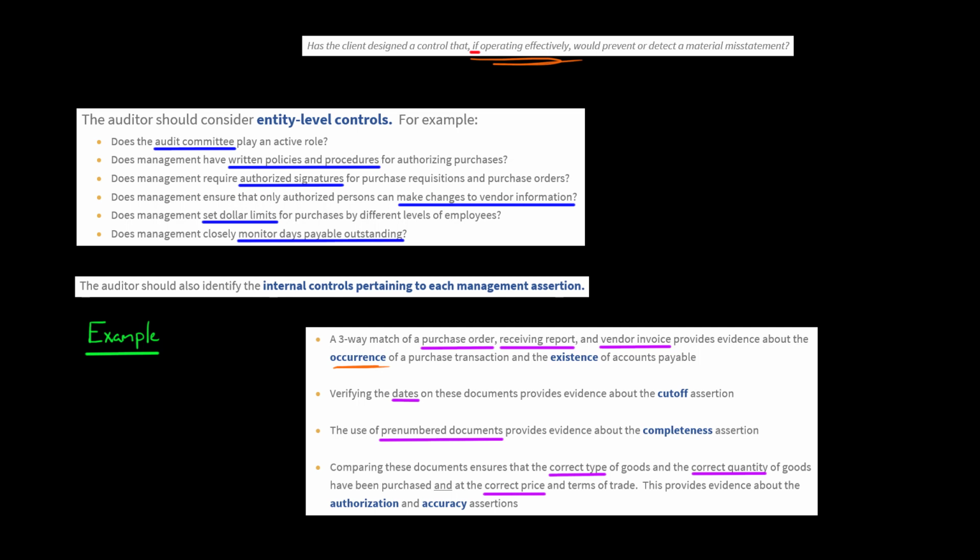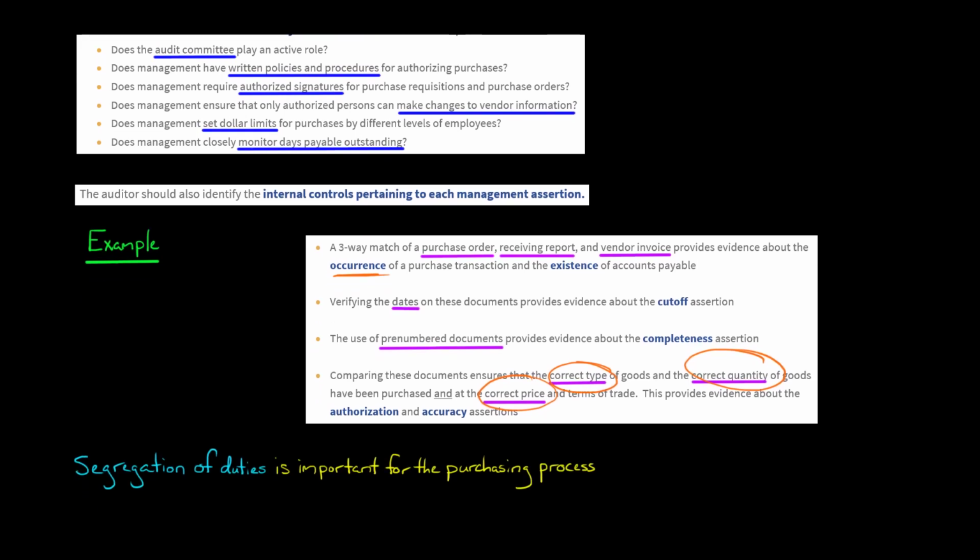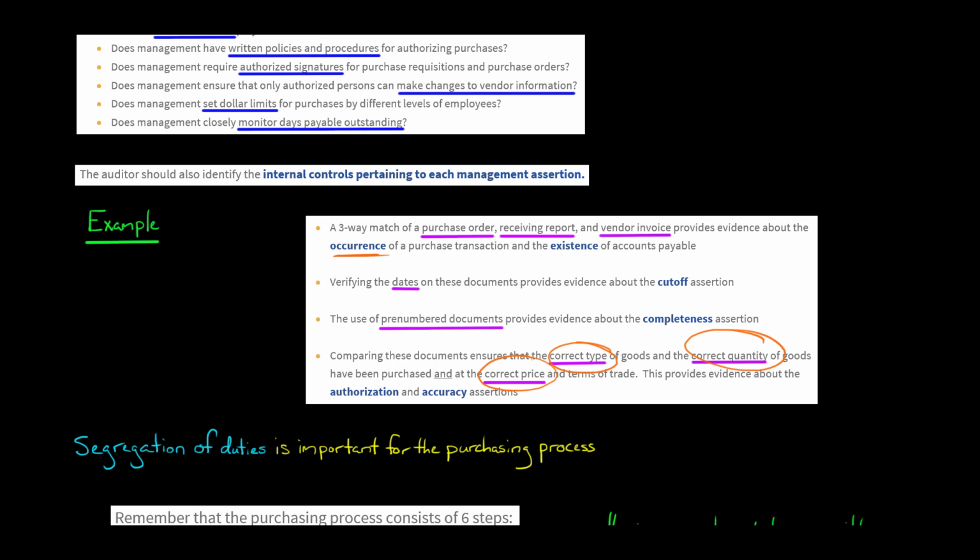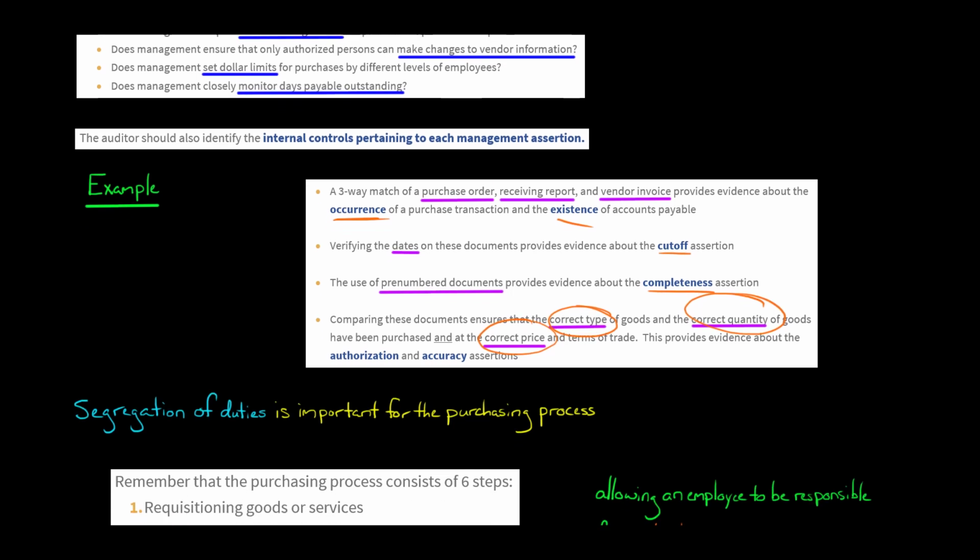Now, when we compare these documents, we can also verify authorization and accuracy assertions. Did the company receive the right type of goods, the right quantity of goods, and was it the right price? Okay, so those are various assertions that management is making. They're asserting that accounts payable exist, that they were recorded in the right period, that they recorded all the liabilities that they were supposed to, and so forth.